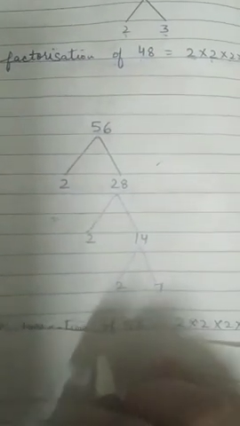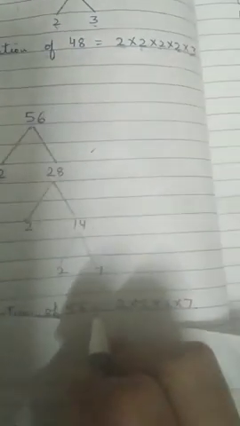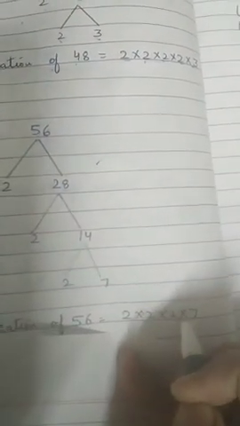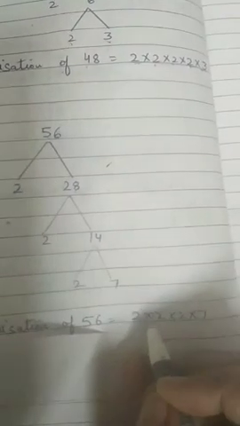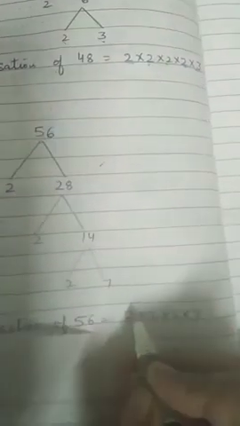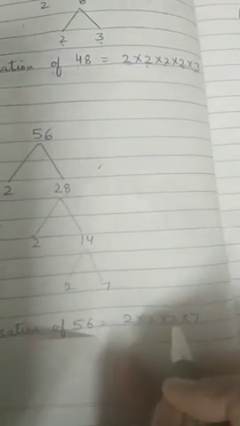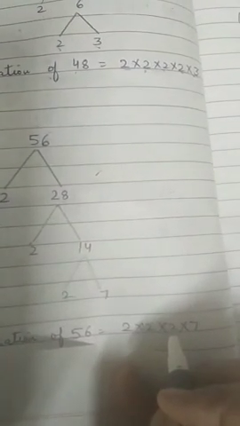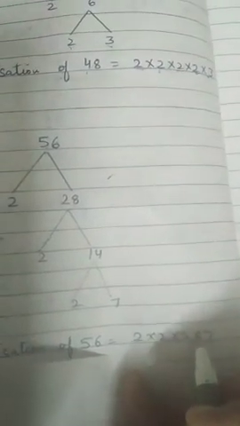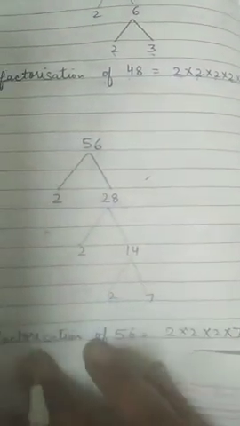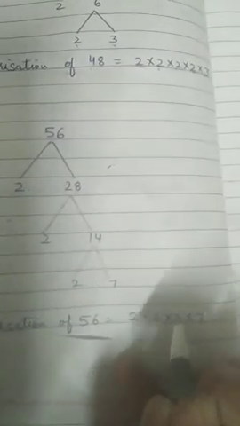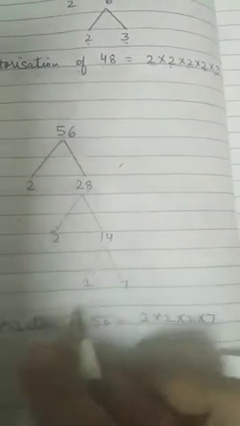So the prime factorization of 56 is 2 into 2 into 2 into 7. Okay, 2 into 2 into 2 into 7. 2 twos are 4, 4 twos are 8, 8 sevens are 56. So the prime factorization of 56 is 2 into 2 into 2 into 7.